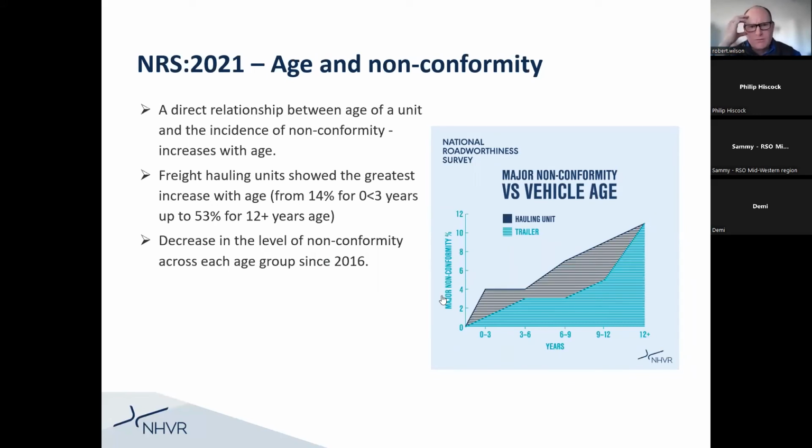So age and non-conformity, probably no surprise, the correlation between the age of a vehicle and the likelihood of having defects. So the relationship, as you can see from the graph there, of hauling units and trailers, the likelihood of having a defect increases with age. And when you get to around that 12-year mark, as we found out, there's a significant increase in the likelihood. So if it's a vehicle, for example, if it's a rigid vehicle and it's over 12 years of age, there's a higher likelihood that there will be some form of defect in there.